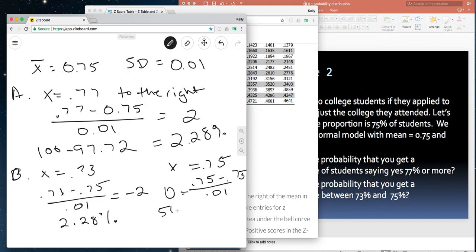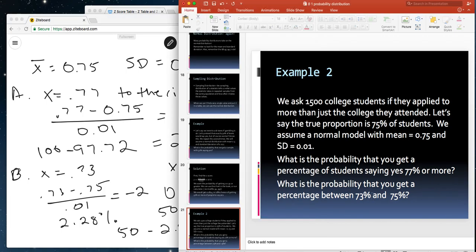So what do we do if there's two percentages? We're not going to leave it as two percentages. Remember, it's asking what's the probability that it's between those two. So we actually have to end up subtracting them. So we do 50 minus 2.28, which is 47.72%. And so that's how you find it when it's between two values.